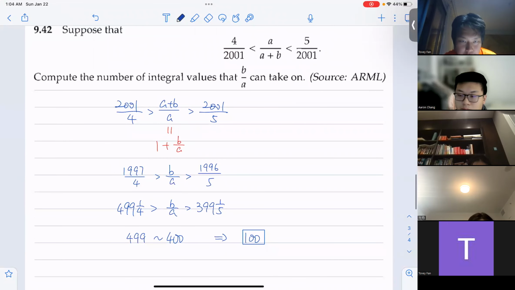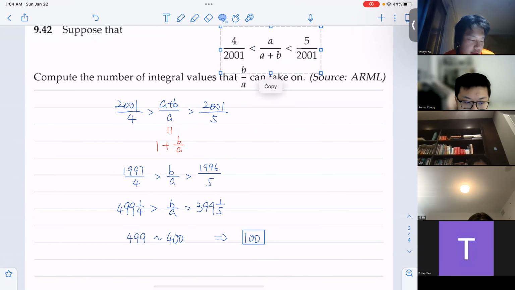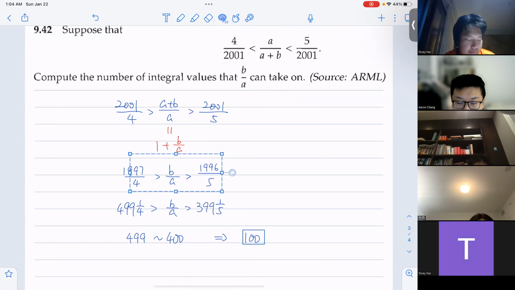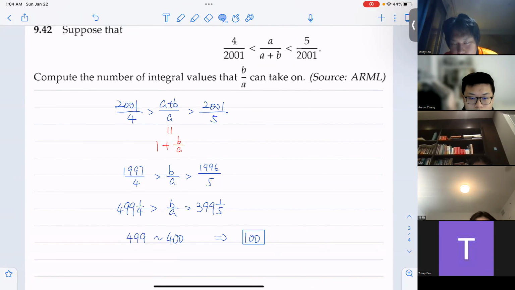Any question, Lily, Rika? First, take a reciprocal, and then see the reciprocal as 1 plus our desired expression, and then you minus 1. And that's it. Okay, Aaron, very good job. Lily, Rika, any question before we move on?